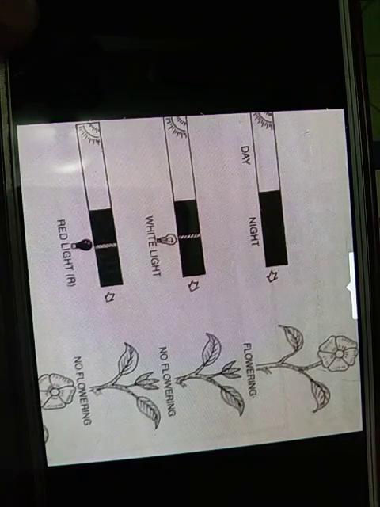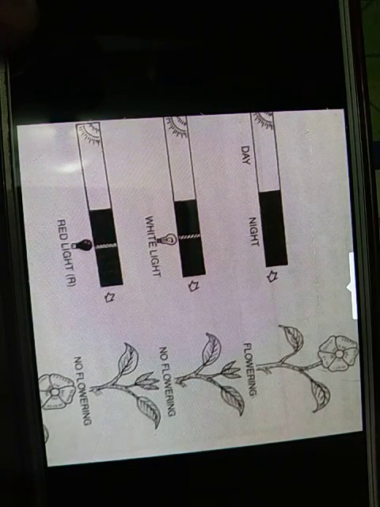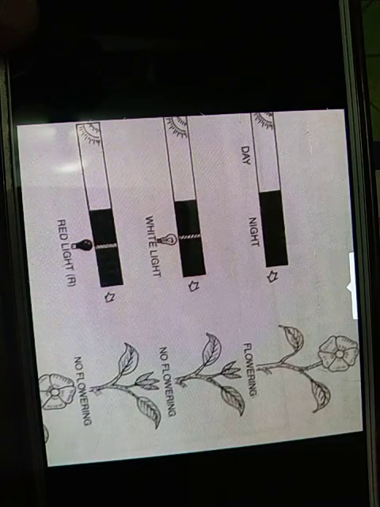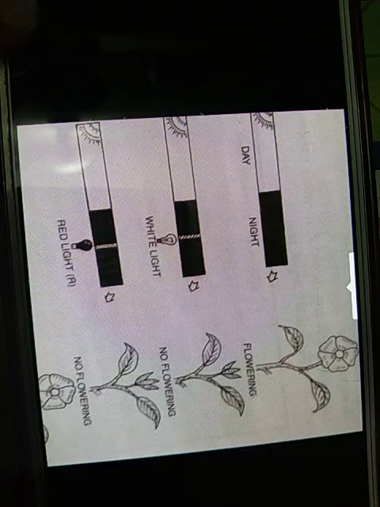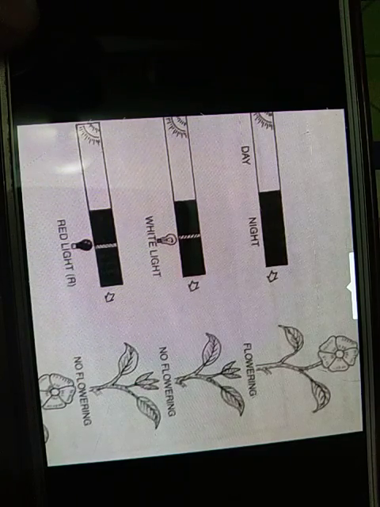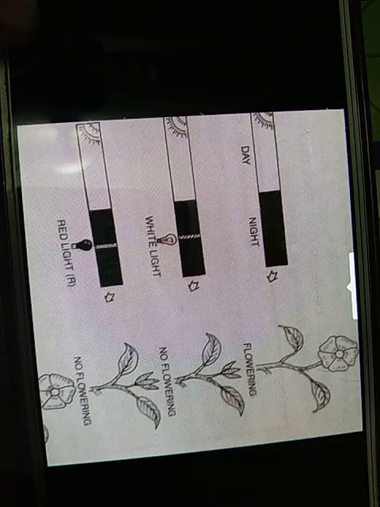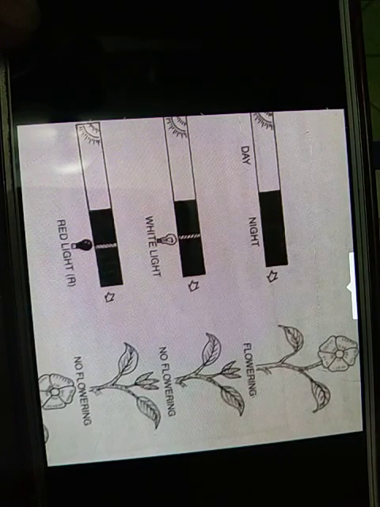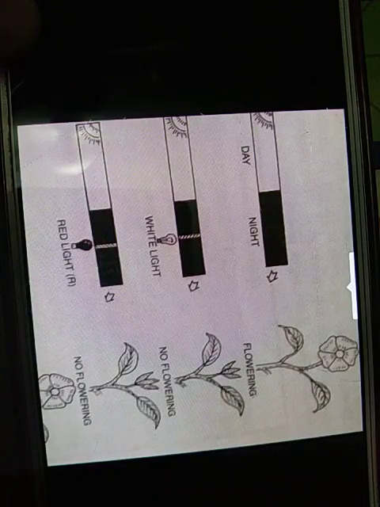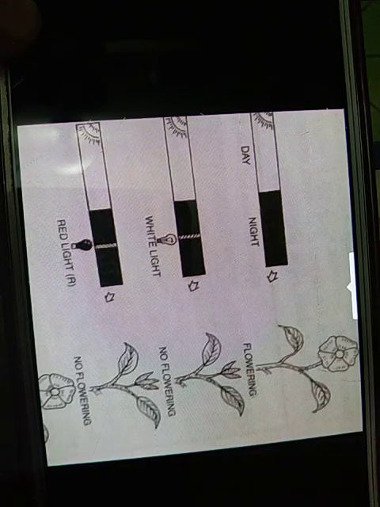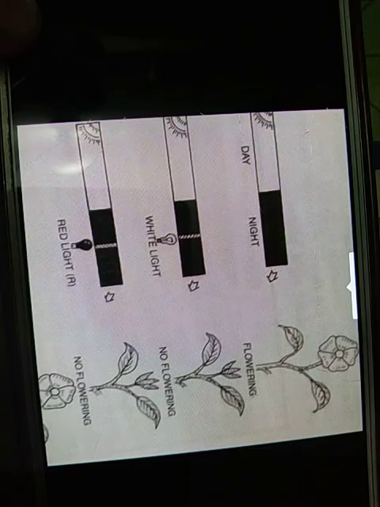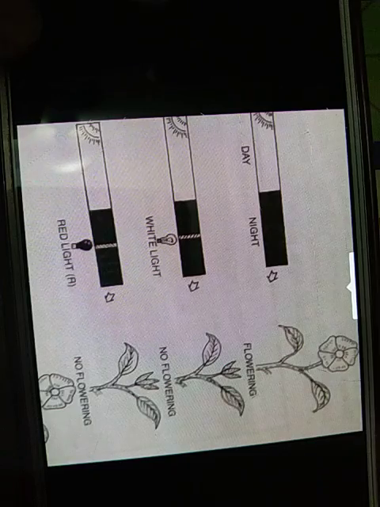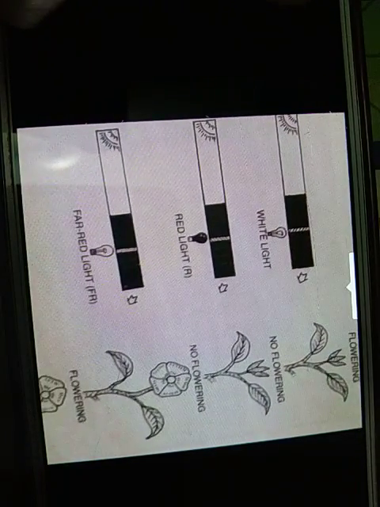Long day plants, LDP, flower when they receive a long photoperiod or light hours which are above the critical length, for example henbane, that is Hyoscyamus niger, wheat, oat, sugar beet, spinach, radish, barley, larkspur, lettuce. Okay, then next we have the short-long day plant, that is SLDP.